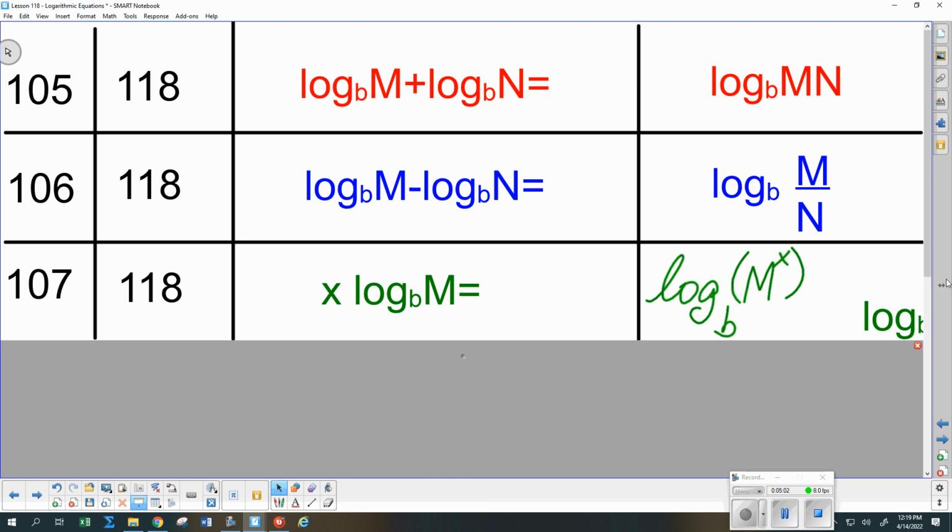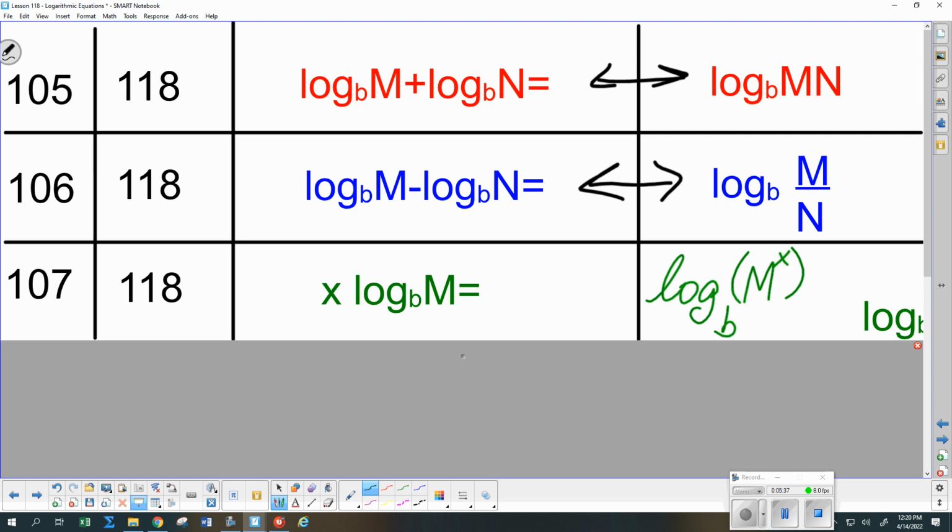And I want you to remember that every single one of these goes both ways. If I have one log plus another log with the same base, I can combine those or condense those as log base b mn. Or if I start with log base b of two things that are multiplied or that I can factor, I can expand that as log base b of one of them plus log base b of the other one. Same thing with the second one.